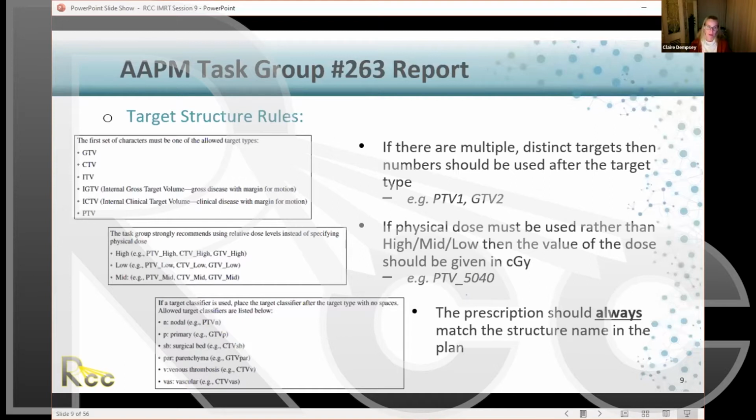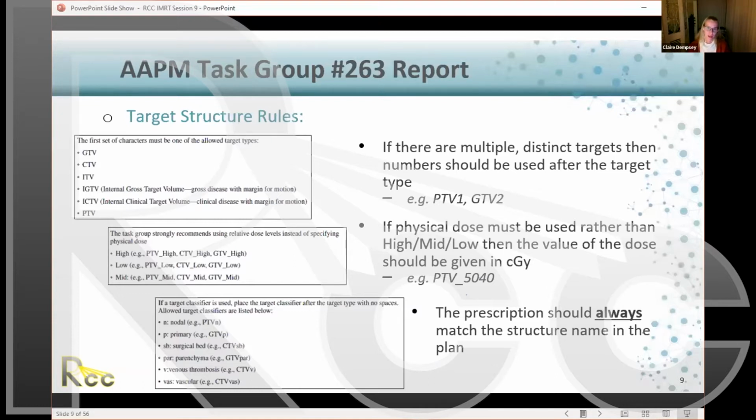So in my department, we'll use high, mid, and low if we have multiple dose levels as part of the prescription. Some departments do like to use absolute numbers for their dose levels, and so the recommendation is you should use those values in centigray. So if you want to have a PTV with a dose level, you'd have PTV underscore, and then the dose in centigray. And that's the total dose, not the fractional dose in centigray.